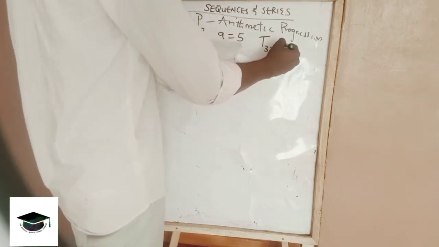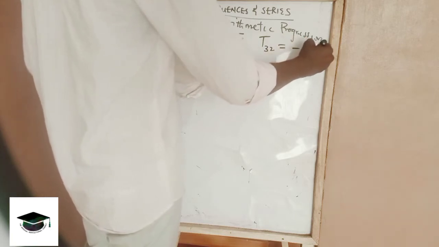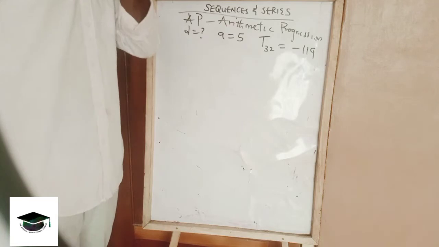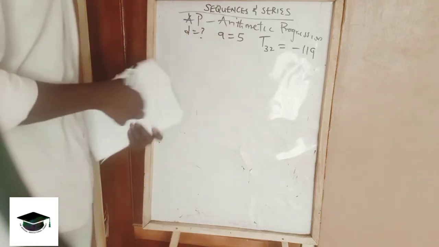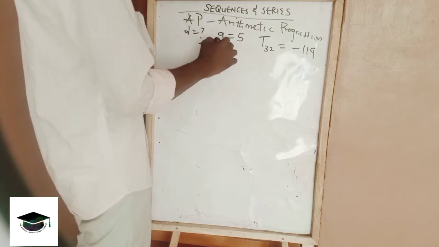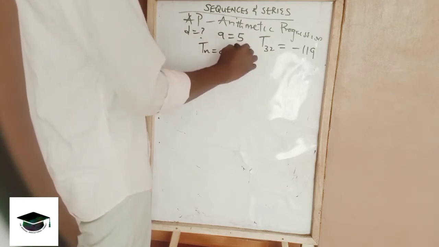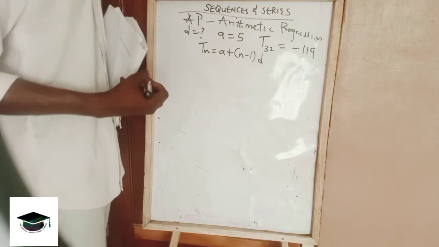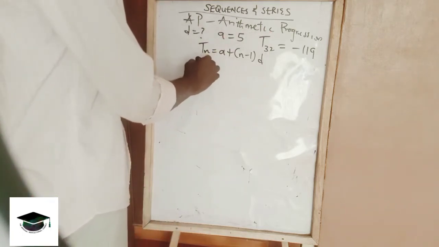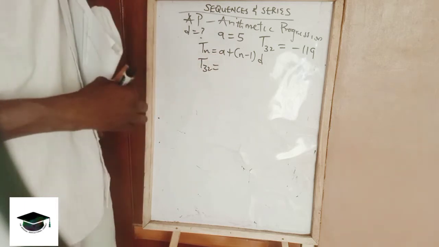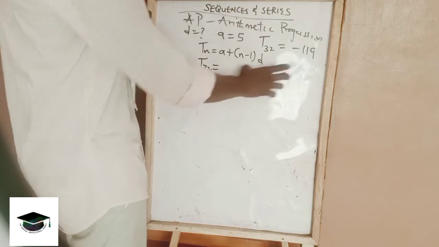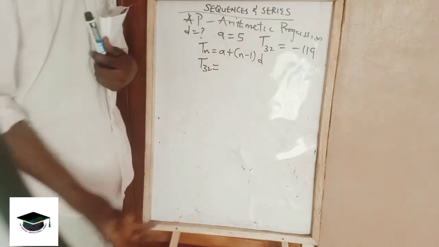So the 32nd term is minus 119. So they've given you this. And then you have to find the common difference. And how do you solve something like this? It means that you will use your nth term formula. Tn equals to A plus open bracket n minus 1 close bracket d. So that means we are using T32. If you are using T32, that means you have replaced n with 32. So whenever you see n on this other side here, you must put 32 there. Do you understand it now?